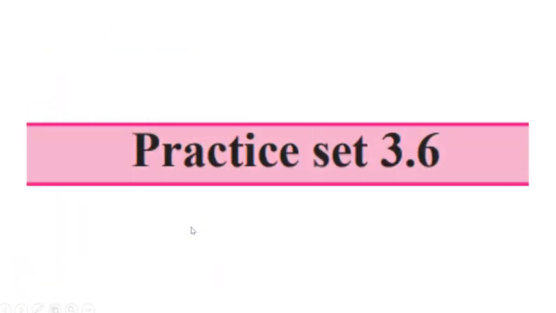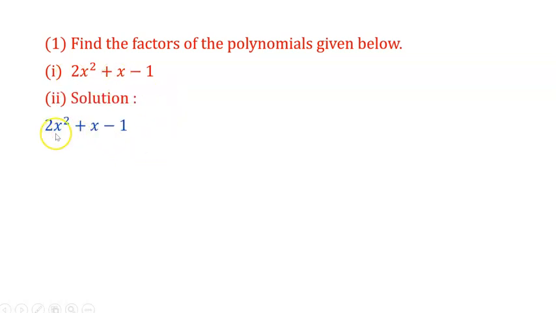Now let us start the practice set 3.6. First question, find the factors of the polynomial given below. 2x square plus x minus 1. Now the solution: 2x square plus x minus 1.